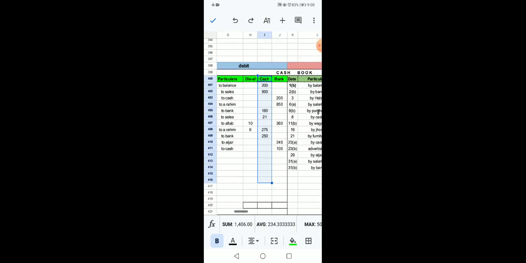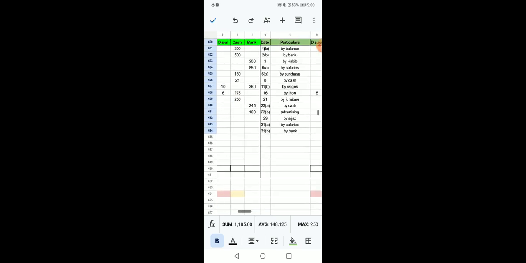How would you calculate the balance of cash? Initially, just understand the simple procedure. We have the cash debit side. It shows how much cash you have received. Cash debit means an increase in cash, that means an increase in assets. That is why we have posted all the cash which we have received on the debit side. Then we have the cash credit side showing how much cash you have paid.